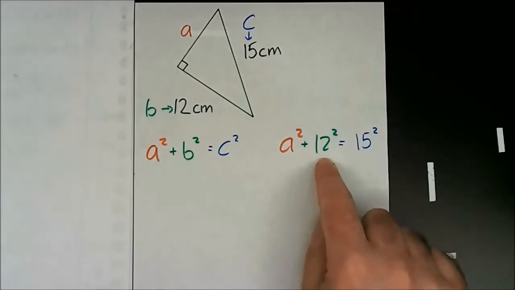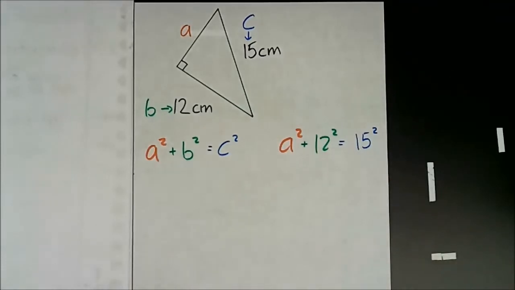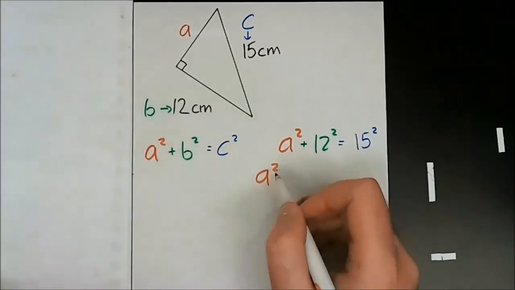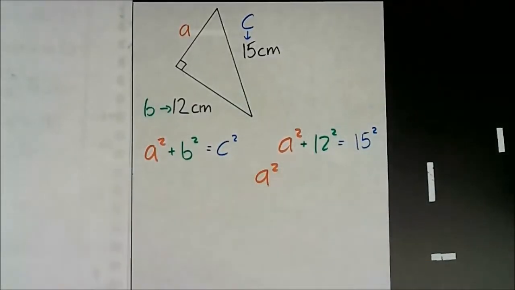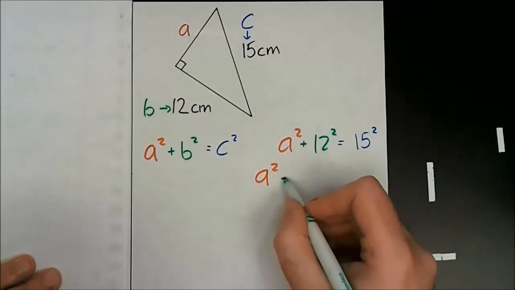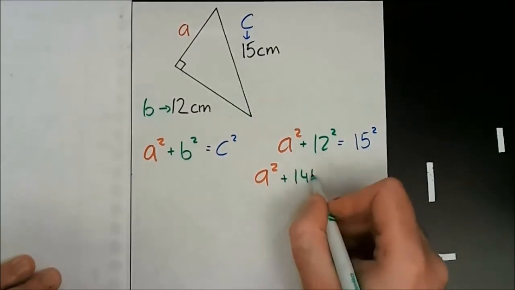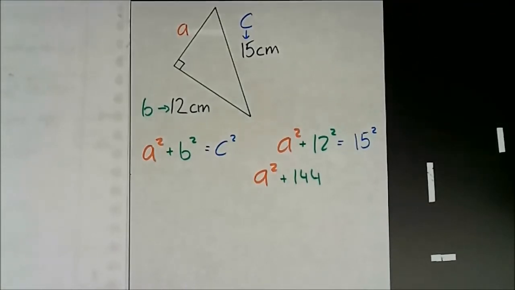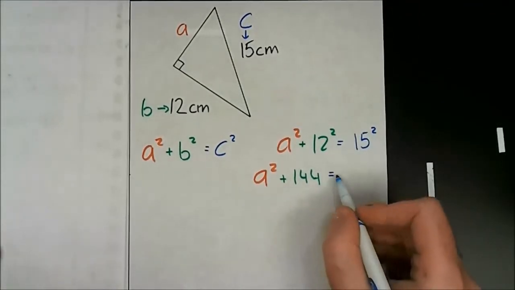What's 12 to the second power? And what's 15 to the second power? Twelve times 12 is 144. And 15 times 15 is 225.